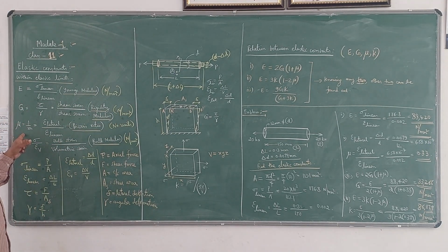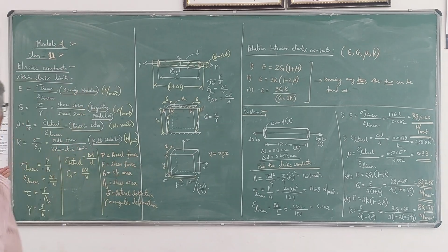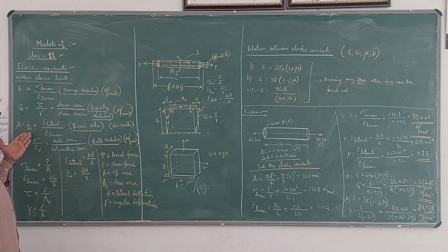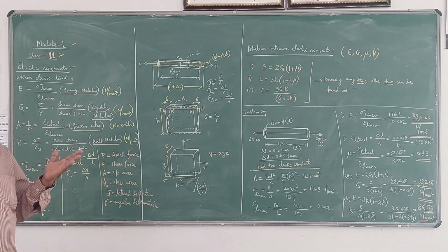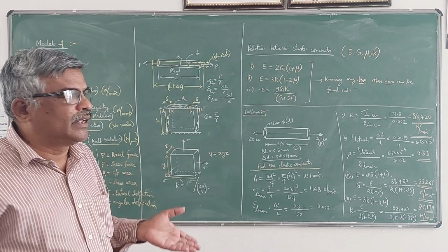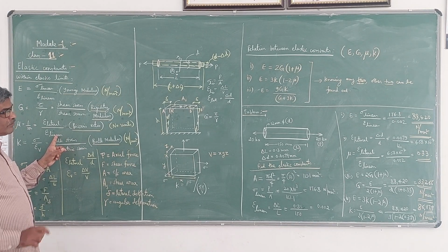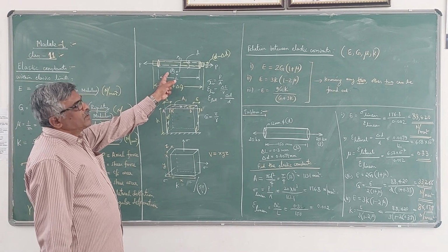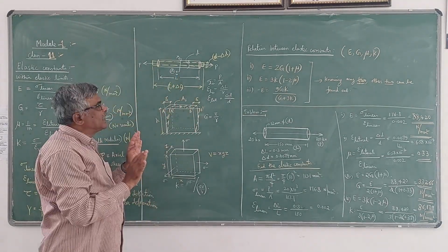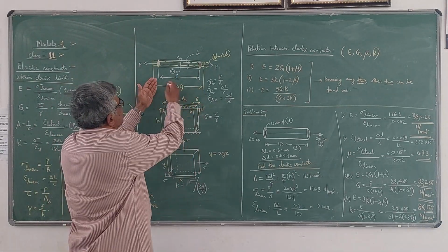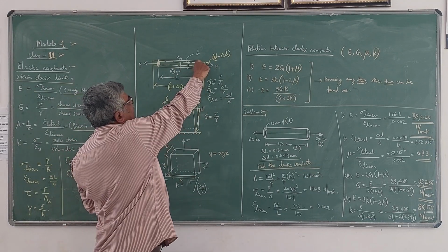Now the third elastic constant is Poisson's ratio, mu. It can also be written as 1 by m, where m is a whole number. It is defined as the ratio of lateral strain to linear strain. In this diagram, I can show both linear strain as well as lateral strain. Linear strain is delta L divided by L, whereas lateral strain is delta D divided by D.